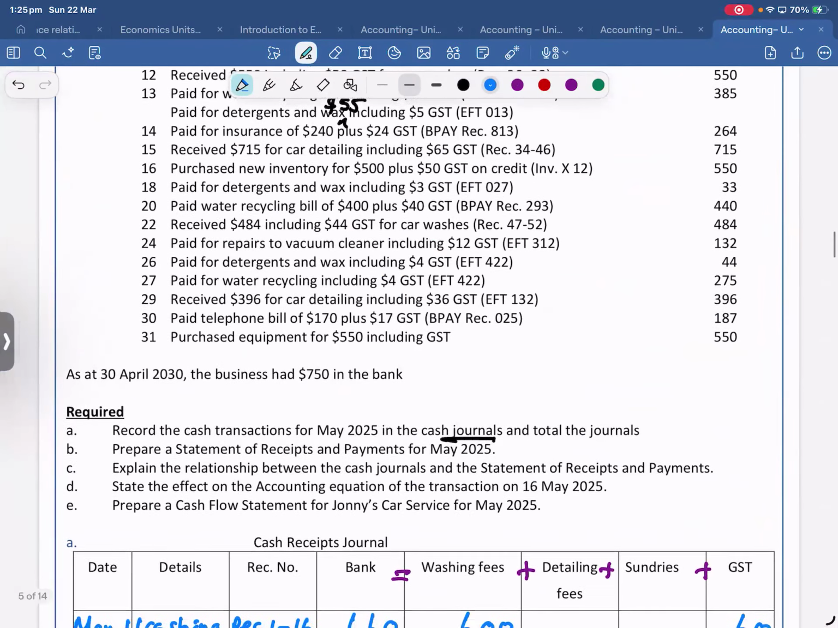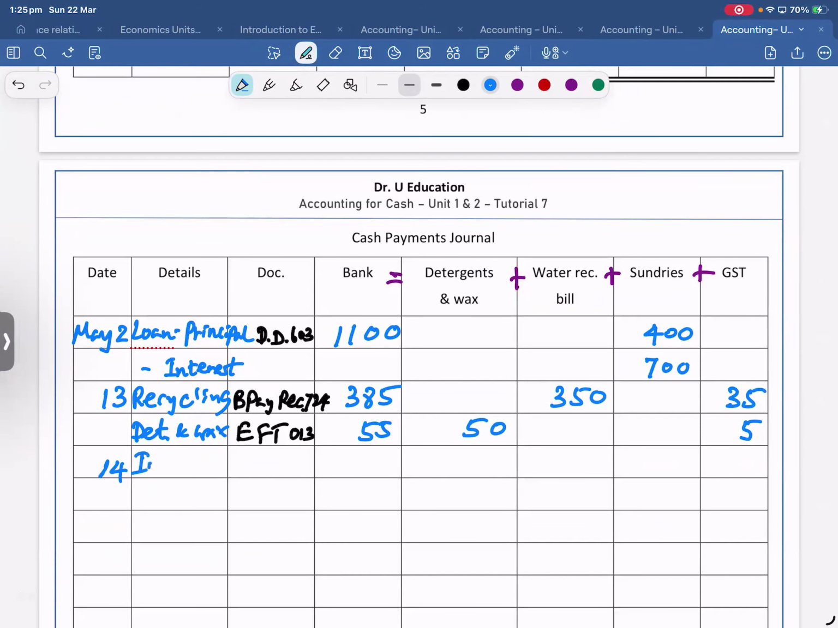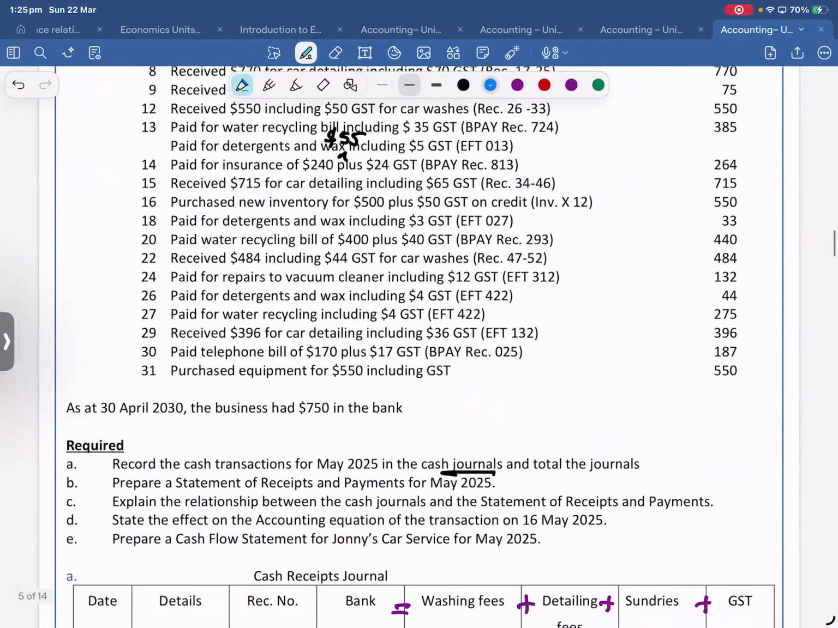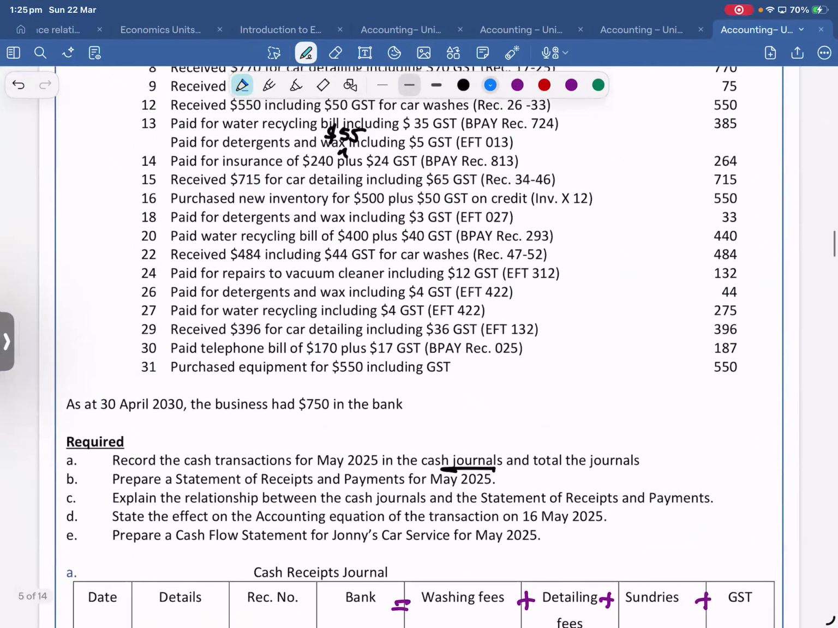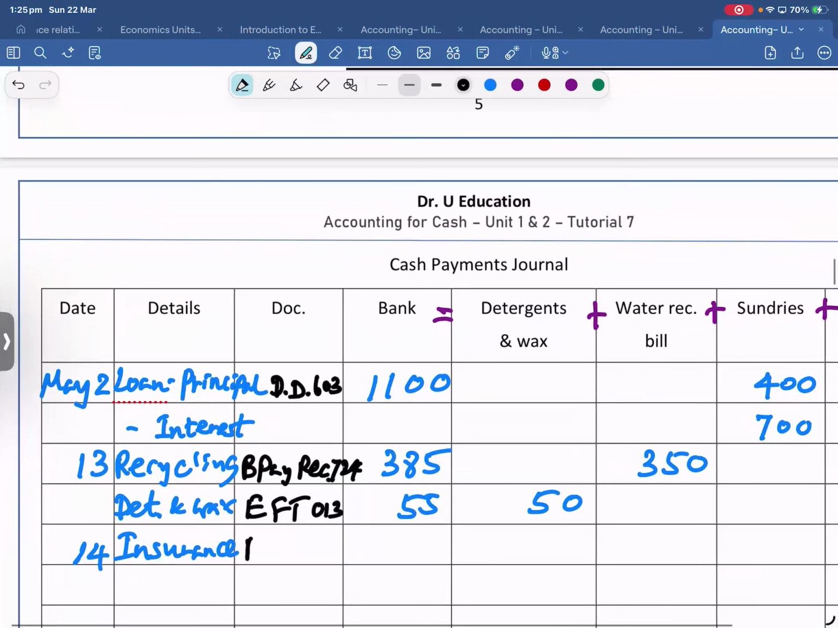Insurance. Insurance. BPay 813. BPay receipt 813. Right.